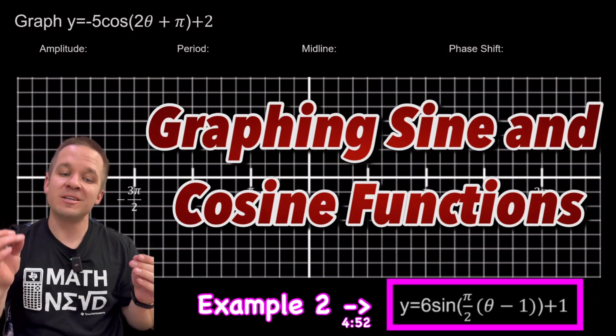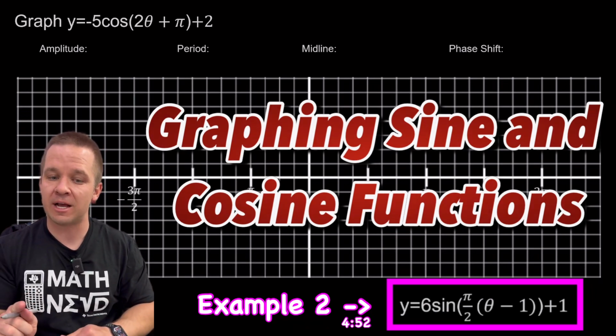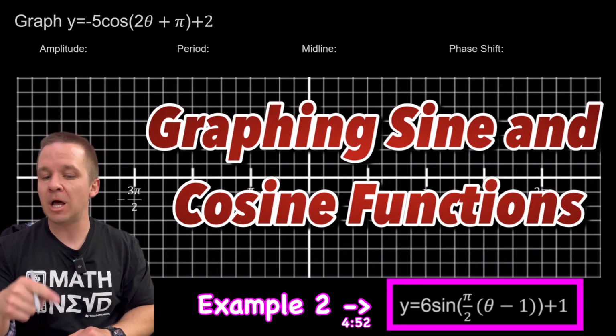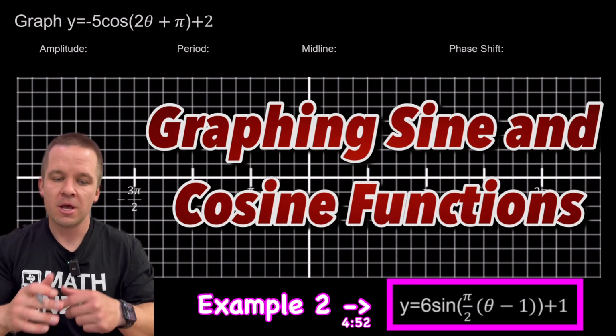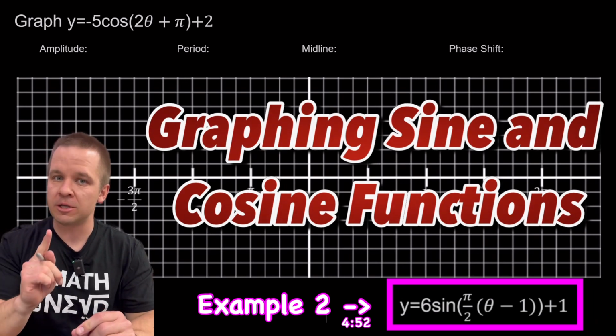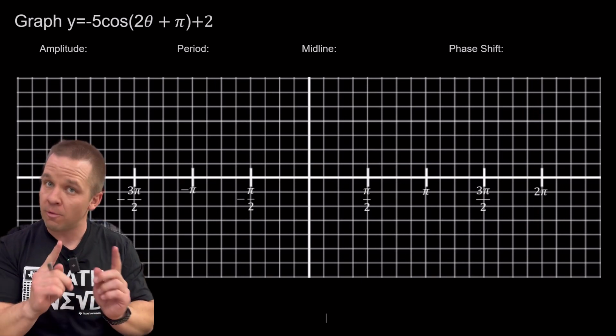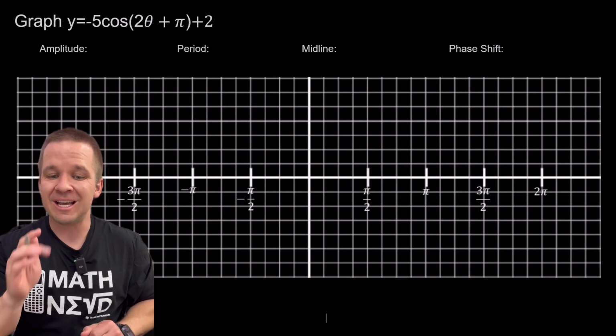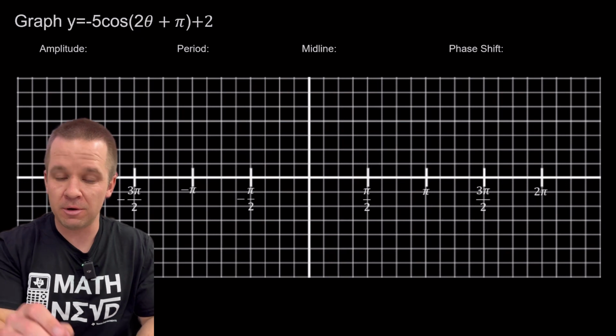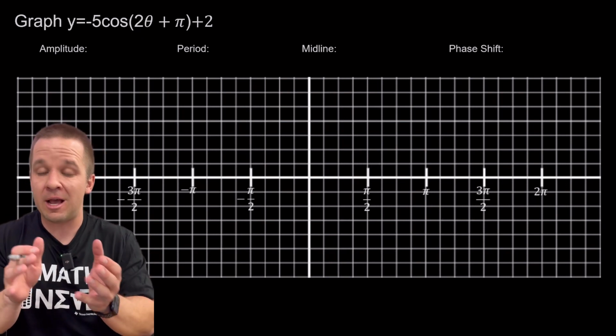The first one here is y equals -5 cosine of 2 theta plus pi, plus 2 on the outside of that cosine function. So when I look at something like this, the first thing I want to do is factor what's inside of that cosine function. Otherwise, we will get our phase shift incorrect. So what I'm going to do here is factor out a 2 from theta and from pi.